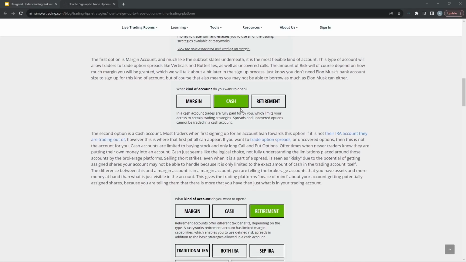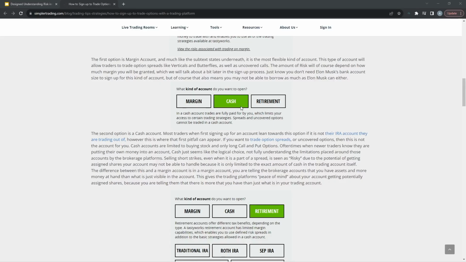The second type of account that they'll ask you about is a cash account. And a cash account, right, most traders like to sign up for as well. It's where it's fully paid by you, right? Whatever money you put out there is the money that you use. But the downside to cash accounts is you're usually limited to the type of strategies that you can trade when using options.